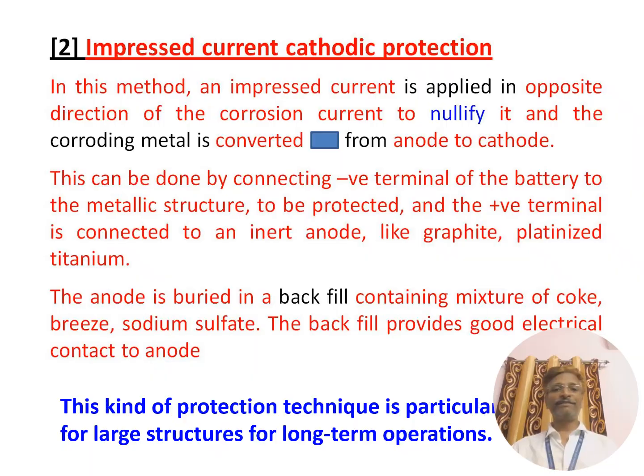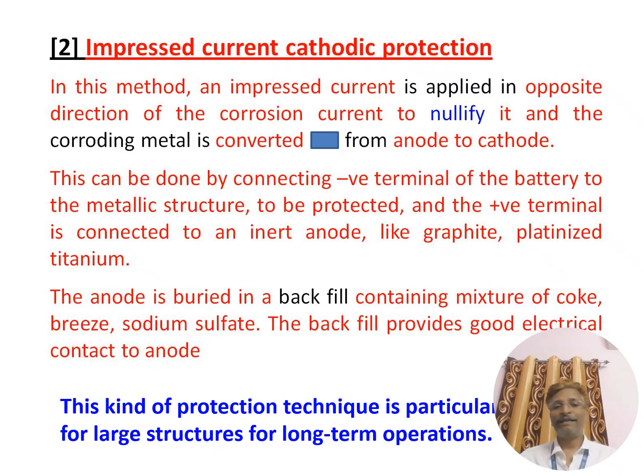Okay, the second method, impressed current cathodic protection. Here electrical power supply is required. So that is the only difference between the previous and the current one. In this method, an impressed current is applied in the opposite direction of the corrosion current to nullify it. Therefore, the corroding metal is converted from anode to cathode.